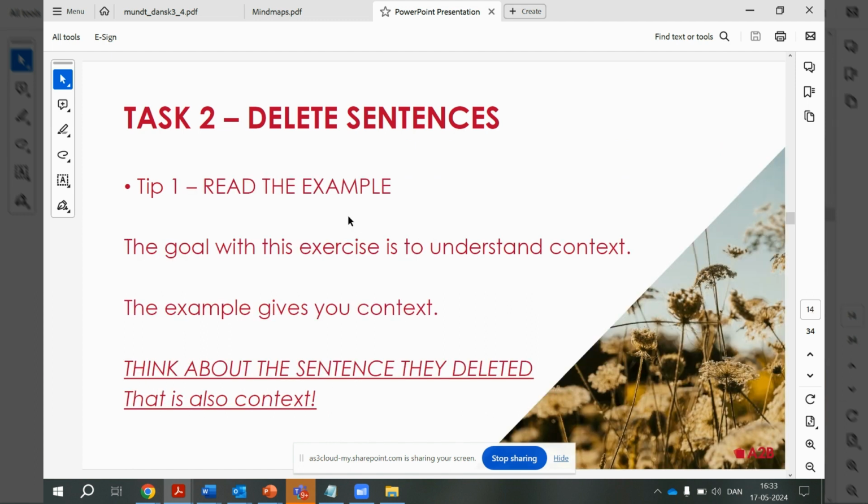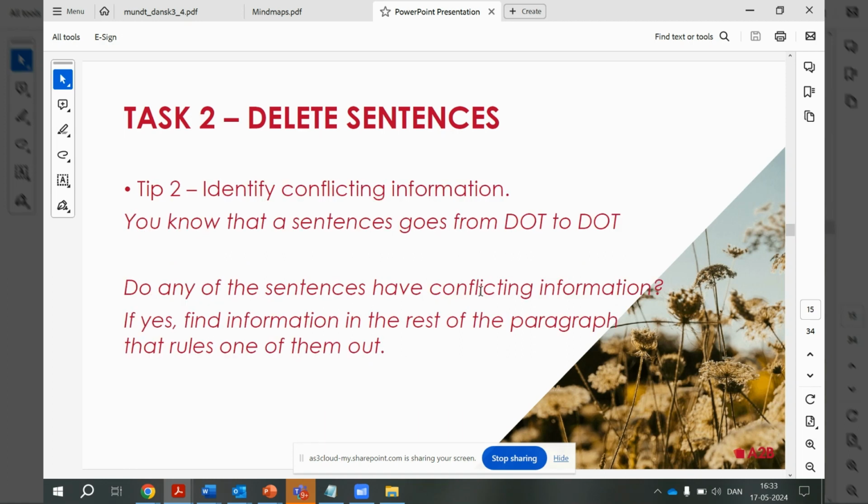The goal with this exercise is to understand the context, and the example gives you context as well. So in the example, they will have crossed out a sentence that also gives you some information about the context. So the second tip is to identify conflicting information.